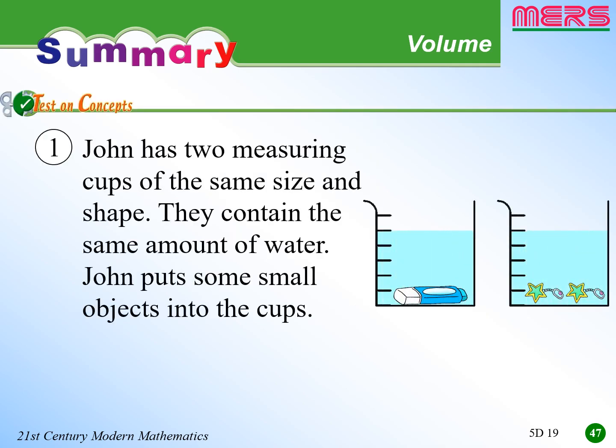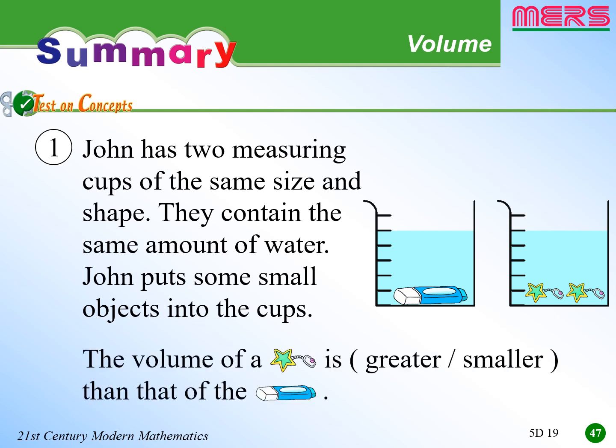John has 2 measuring cups of the same size and shape. They contain the same amount of water. John puts some small objects into the cups. This method is called the water displacement method. You have to take a look at the water level in the cup. There are 2 keychains in a cup, and there is 1 correction fluid pen in a cup. So, is the volume of 1 star keychain smaller or greater than that of a correction fluid pen? It should be smaller, yes.